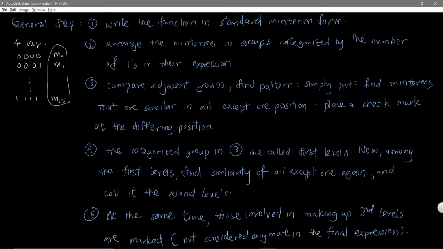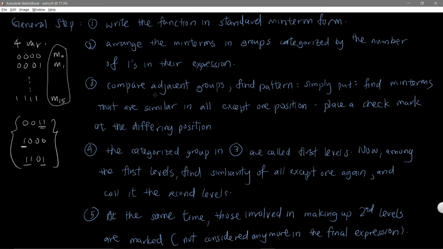And the second step, you want to arrange them in groups categorized by the number of ones in the expression. So maybe you have this, so you have 2 ones inside. You have this, you have only 1 one inside. And this will be a total of 3 ones. So you want to categorize them into different groups. You will understand why you need to do this later.